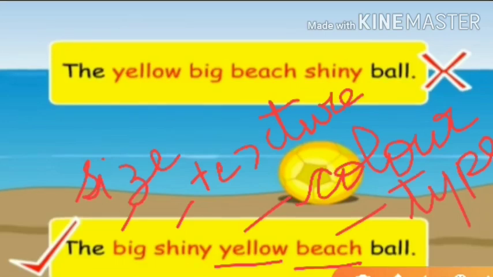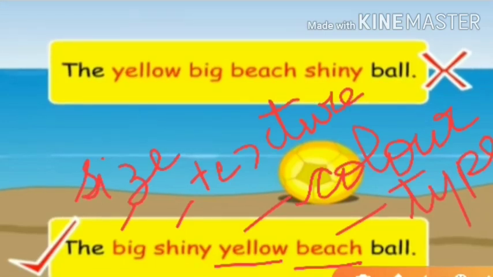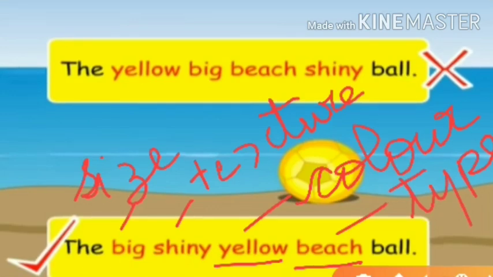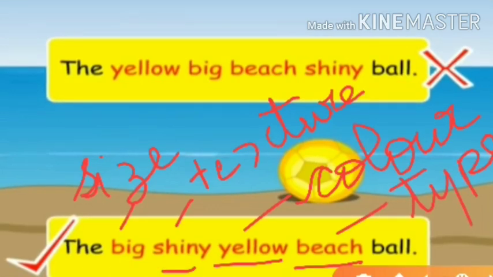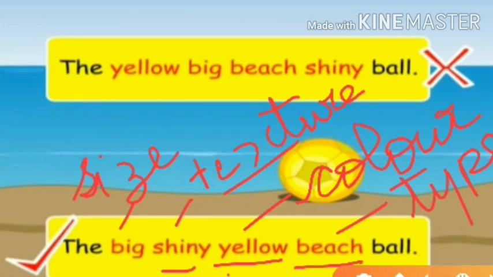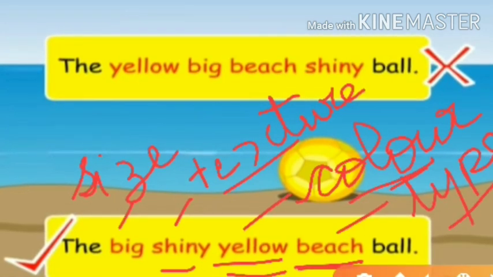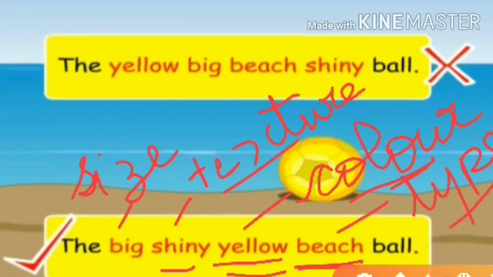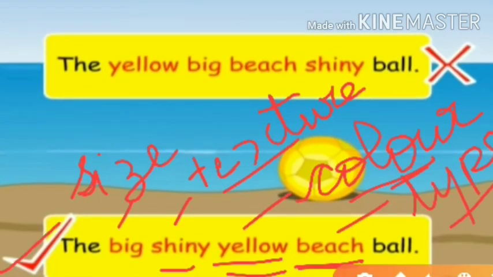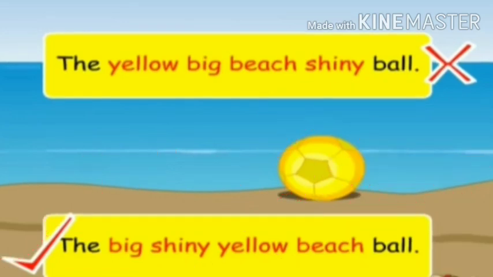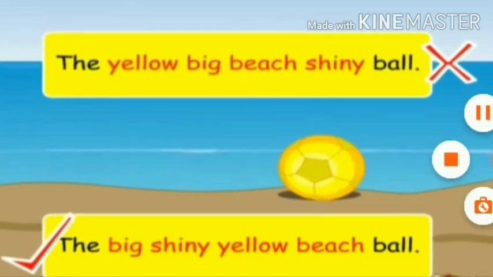So children, we should use the adjectives in proper order. Like first comes big, that is size, shiny, that is texture, yellow, that is color, and beach ball means the type of ball. The big shiny yellow beach ball. So this is the correct statement. I hope you have understood this much.